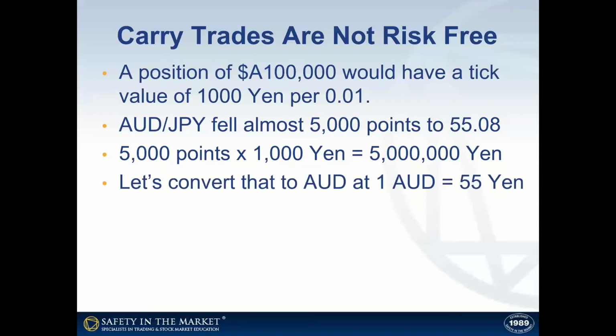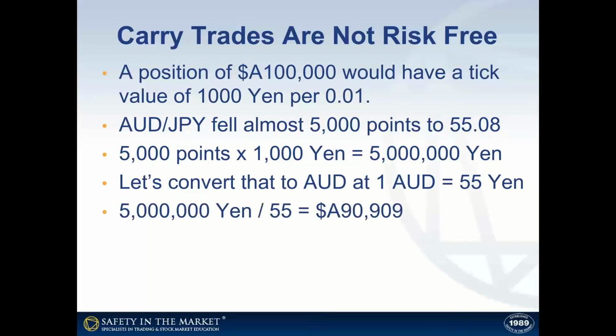Let's convert that to Aussie dollars, and we'll do that at the rate of 55 yen. Remember, your profit or loss is converted when you exit the trade. So let's say that you held in all that time and the market fell to 55, you'd be converting at 55 yen. Now, 5 million yen divided by 55 would mean that a 5 million yen loss equates to $91,000 Australian lost. Okay, that's 90% of the account.